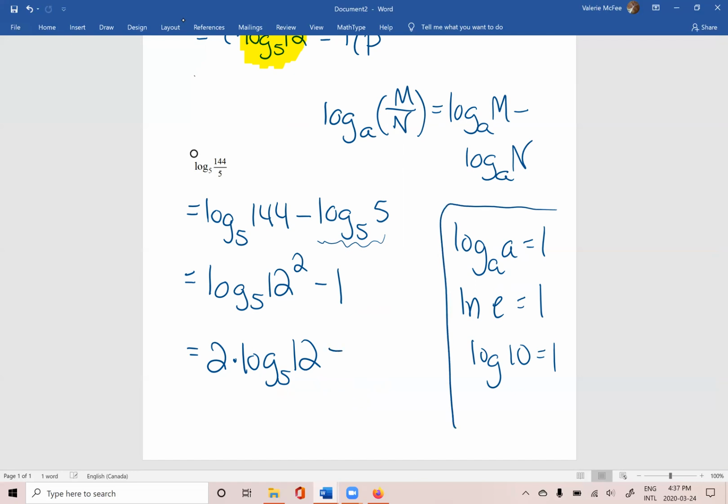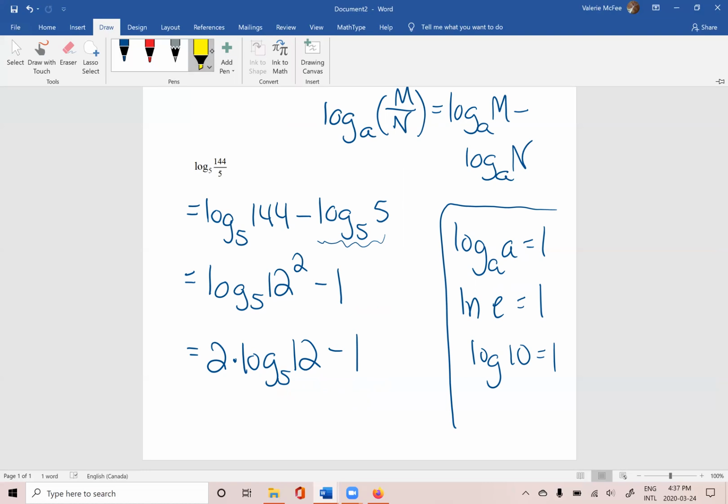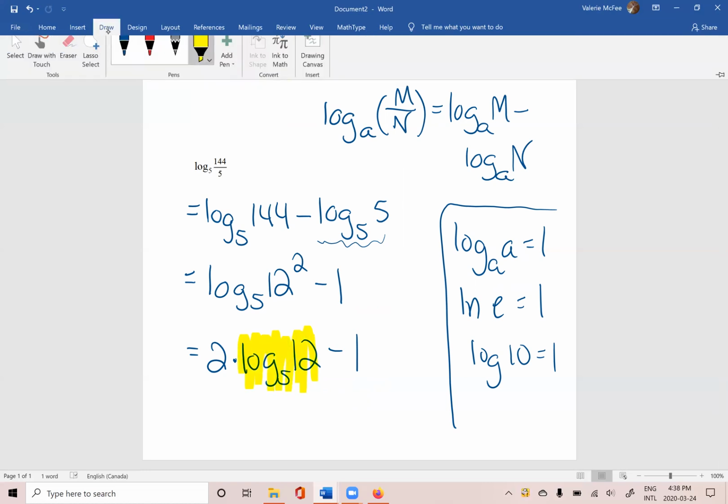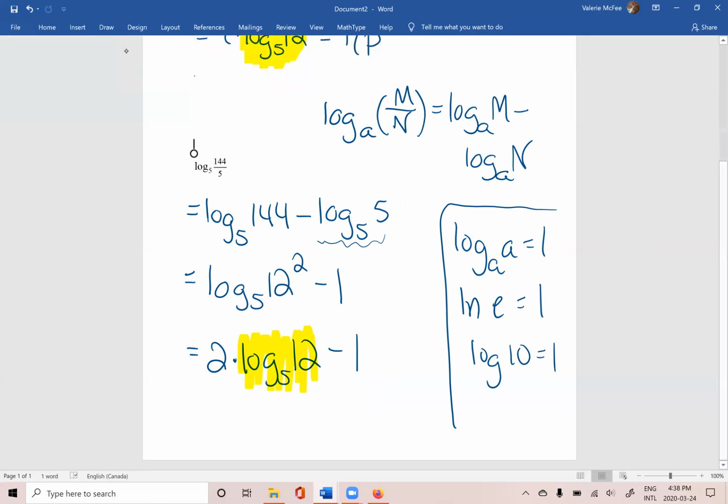So all of this minus 1. And of course, we're substituting. Log base 5 of 12. 2p minus 1.